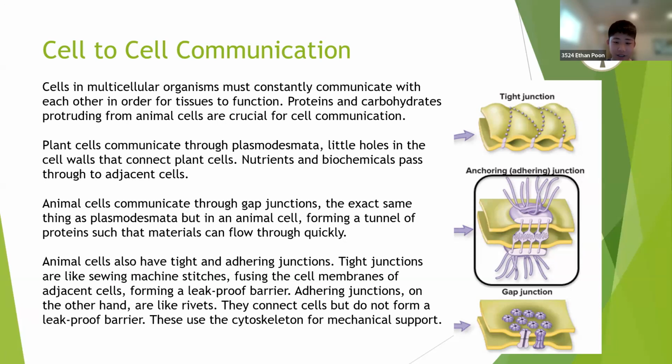And adhering junctions, on the other hand, are like rivets. They connect cells but do not form a leak-proof barrier. And these, you can see there are little strings attached to them. They use the cytoskeleton for mechanical support. So are there any questions regarding these?